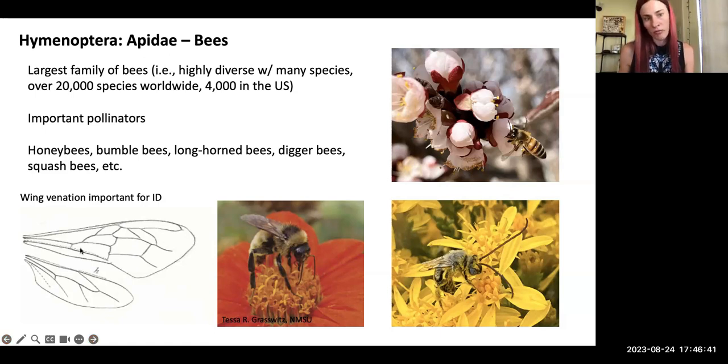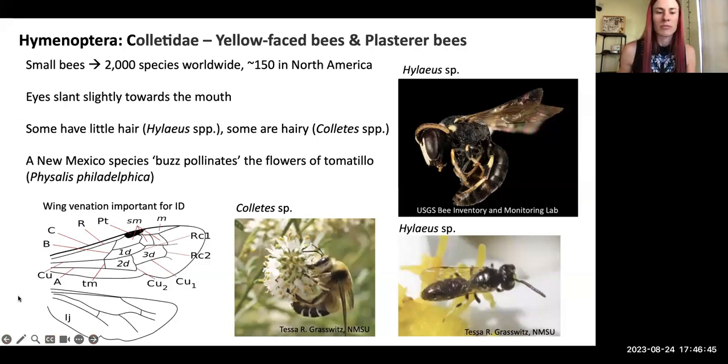And as I mentioned, wing venation is an important characteristic that we use as entomologists to key them down to species. So the next one, colletids, these are yellow-faced bees or plasterer bees. These are small, teeny bees. Again, another large family of bees. Their eyes tend to slant slightly towards the mouth, and some have hair. Some are hairless, or little hair rather, not hairless, but little hair. So they can kind of vary in what they look like.